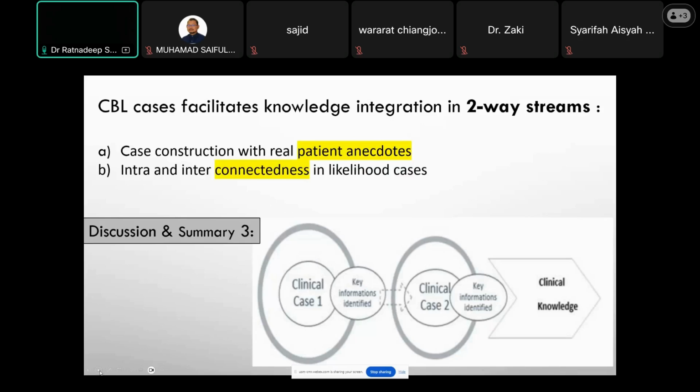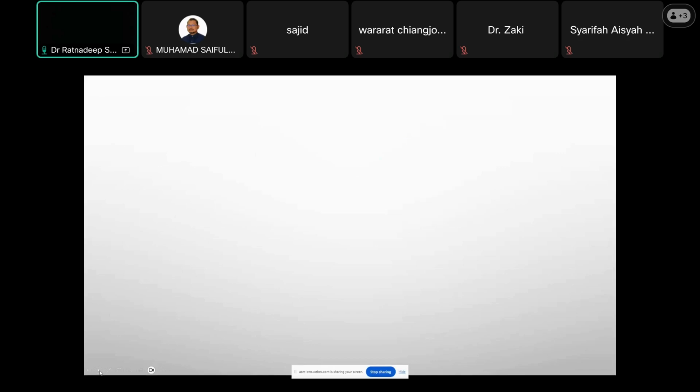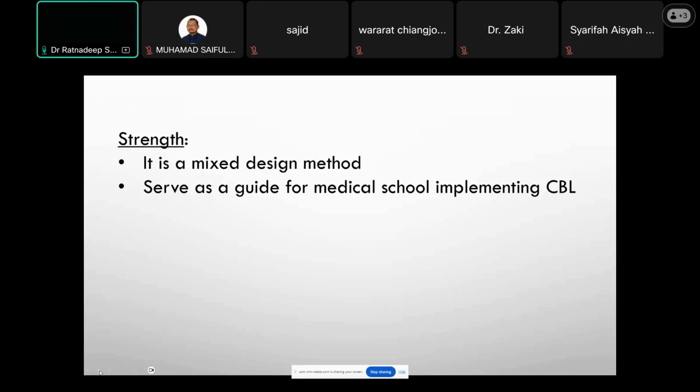So these are all about the discussion aspect of our study. And lastly, I would try to say something about what I found to be a bit of strength and some kind of limitations for our study. For the strength, I would say that it is an exploratory mixed design method, which means any quantitative limitation will be counterbalanced by the qualitative findings. And this study may act as a guide for medical schools implementing CBL.